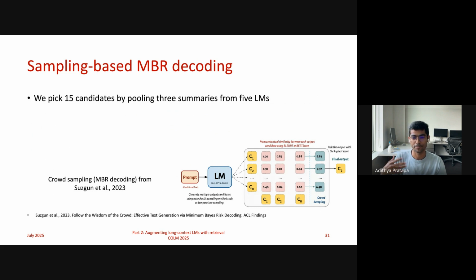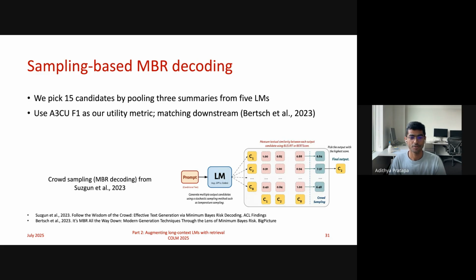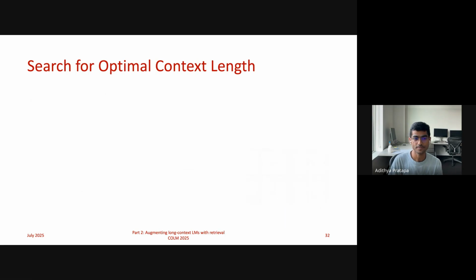So we sample multiple from each model, and we create 15 candidates. Then, based on prior work, we use the same utility metric as our downstream evaluation metric, which is A3CU F1. And then from this re-ranking, we pick the top 3 as the silver references.